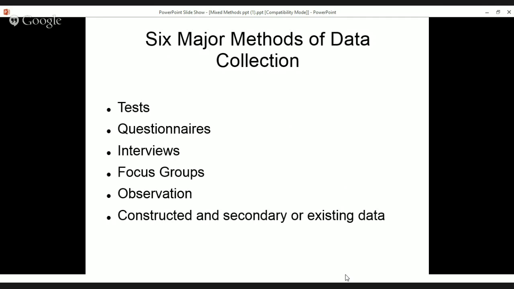Finally, they could be a complete observer, where they don't inform the group that they are being studied and they observe from a distance. The next type of data collection is visual data collection, and this is usually photography. It's collected in a quantitative manner. And then finally is the use of constructed and secondary or existing data. And this is when data is produced by the participants during the study, such as drawings, paintings, recordings, or is secondary data that was completed prior to the study or at a different time.